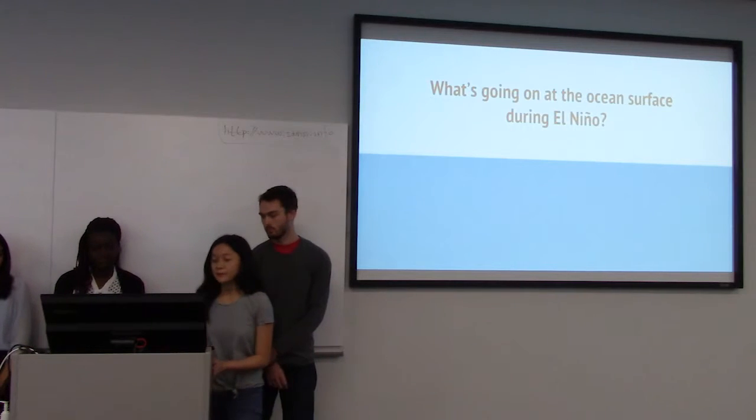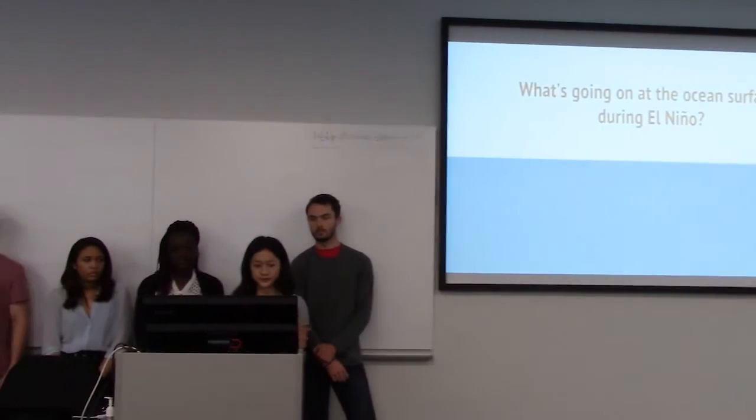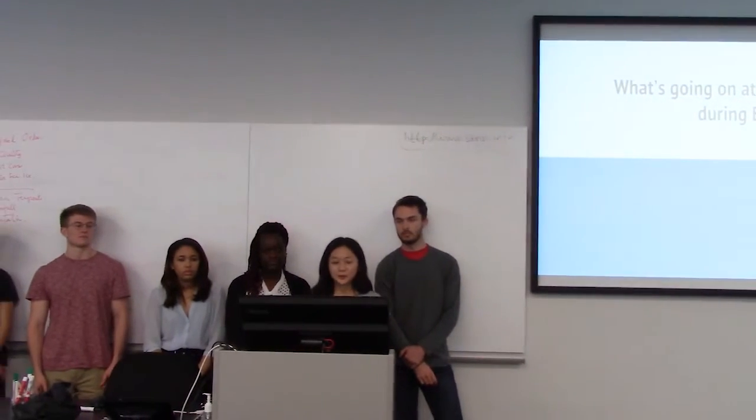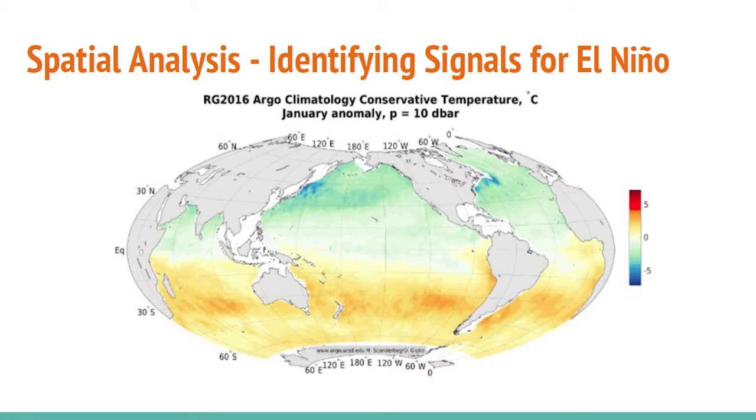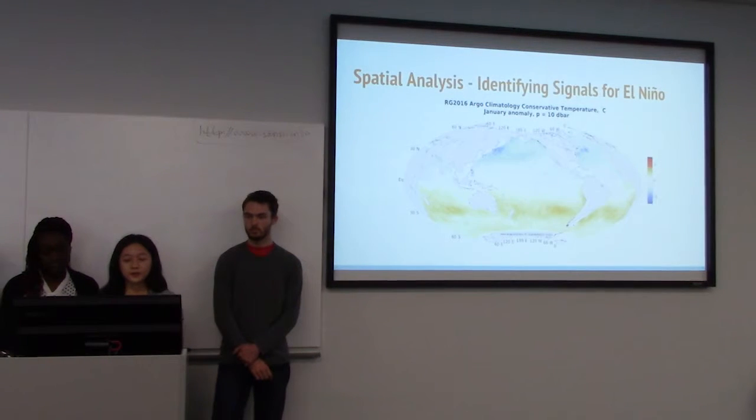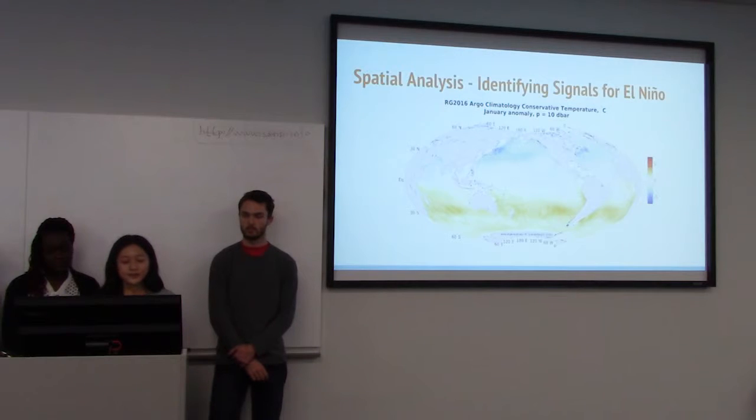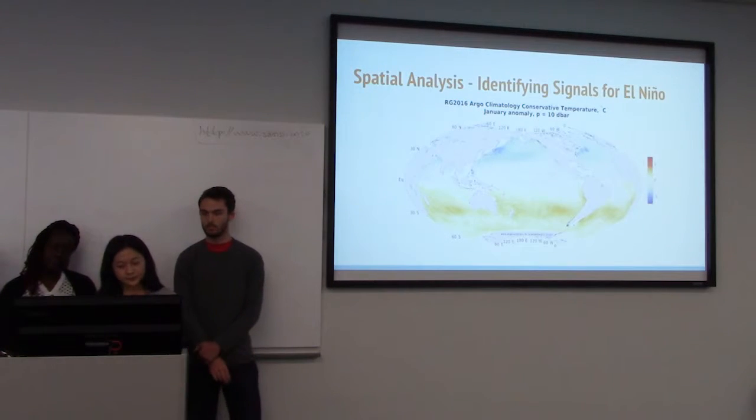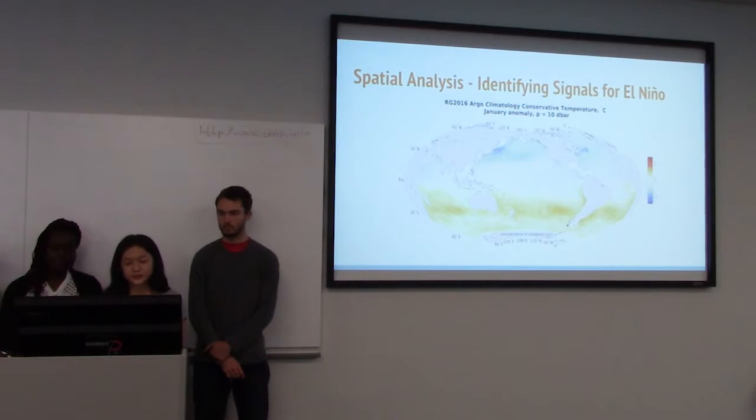So we have looked at depth a lot in comparison to temperature and salinity. So what's going on at the surface? Well, we focused on the surface for identifying signals for El Nino. Shown in this image are the anomalies for January, the month right after the very strong El Nino. You can see here this anomaly that is controlled for mean but not for seasonality. So you can see some seasonal patterns, but this is basically what we want to do.